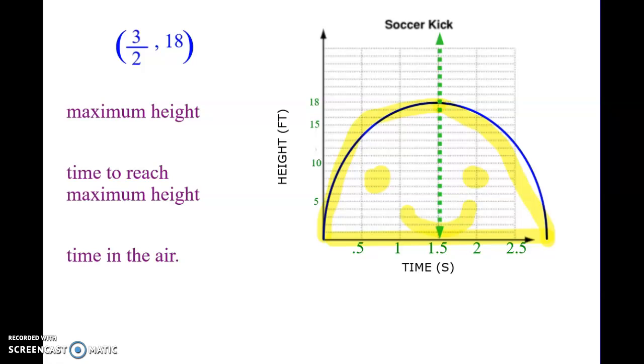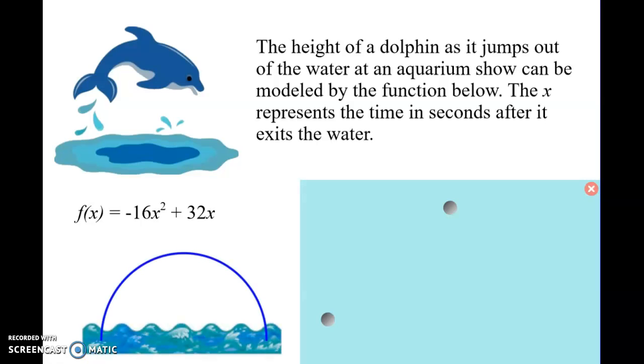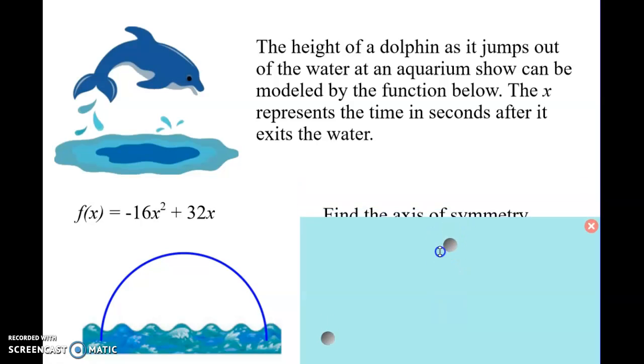Now you're going to do one. It's kind of similar. The height of a dolphin as it jumps out of the water at an aquarium show can be modeled by the function below. The x represents the time in seconds after it exits the water. Now you know already just by looking at it that this is a parabola that's going to open downwards. Mathematically, I know that because the a is negative. I also know that if a dolphin's jumping out of the water, it's going to make an arc. First, find the axis of symmetry by finding the x.